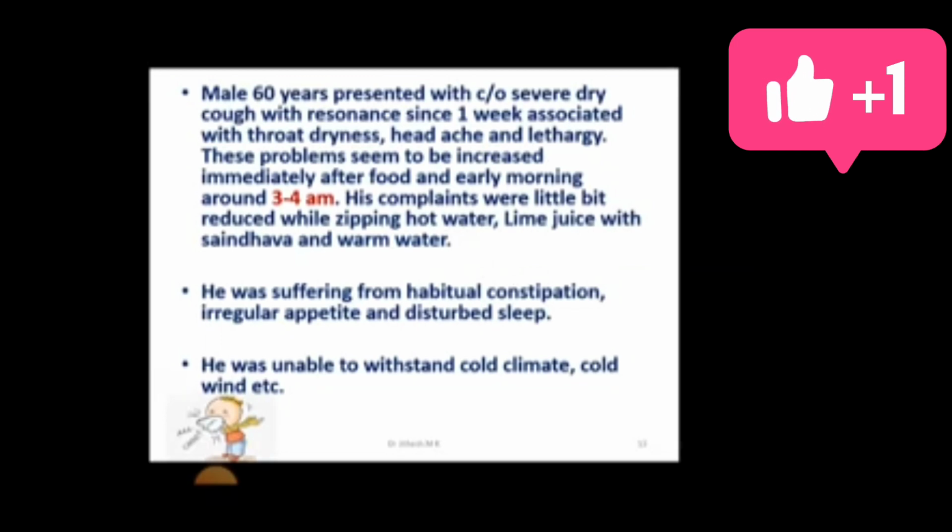The leading factors are the symptoms: severe dry cough with resonance. Kupitam vadalayarvadam shushkora kanthavakradam. Again, parshvashula, shirahshula, mohakshobha, swarakshaya. Now, these are the pointers to the diagnosis, that is Vatika kasa. And the other things are the confirmatory signs. The problems increase immediately after food and early morning around 3 to 4 a.m. Why that time? That is the main thing.